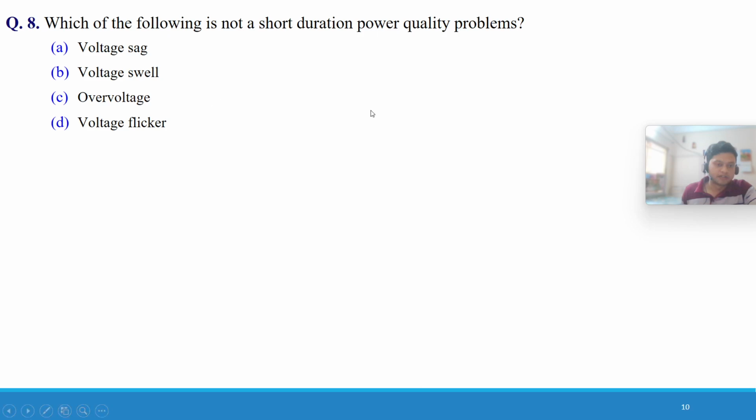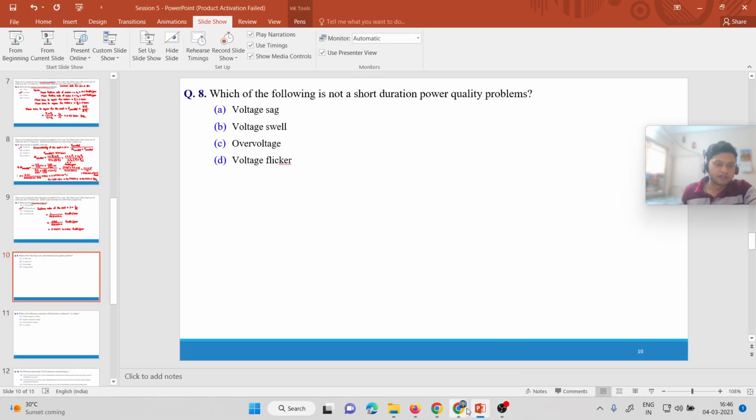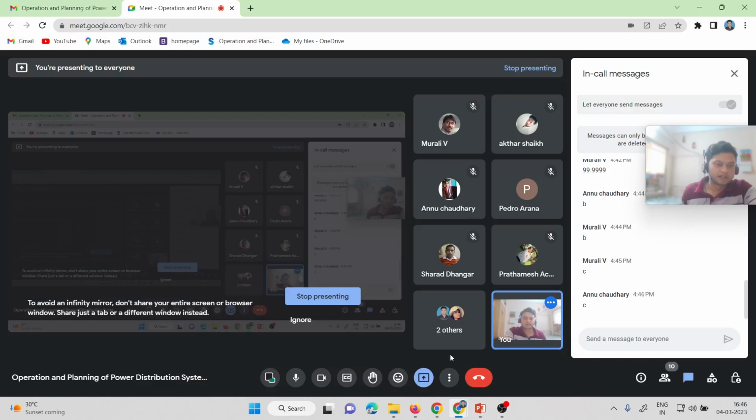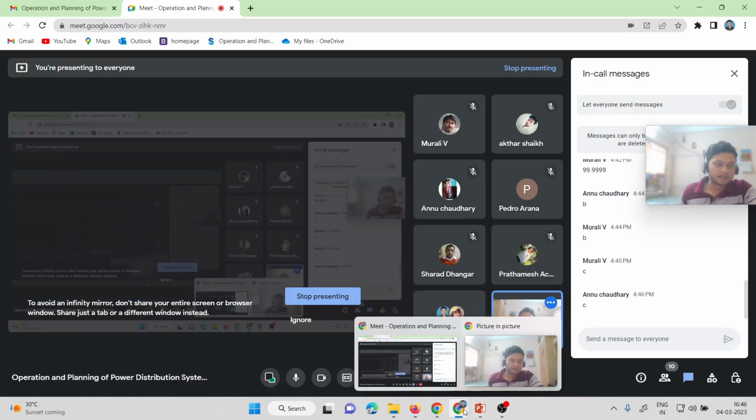If you see the short duration voltage variation, that means it sustains for a few cycles till up to 1 minute. And for long duration voltage variation, it sustains for more than 1 minute. So from there you can estimate. So which of the following is not a short duration power quality problem? Yes, see, over voltage is the long duration voltage variation.